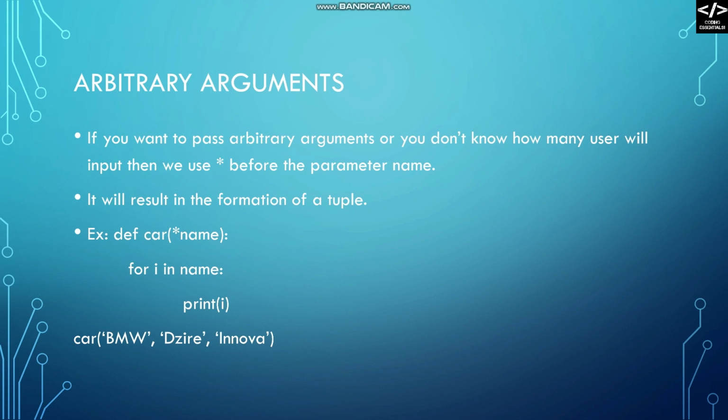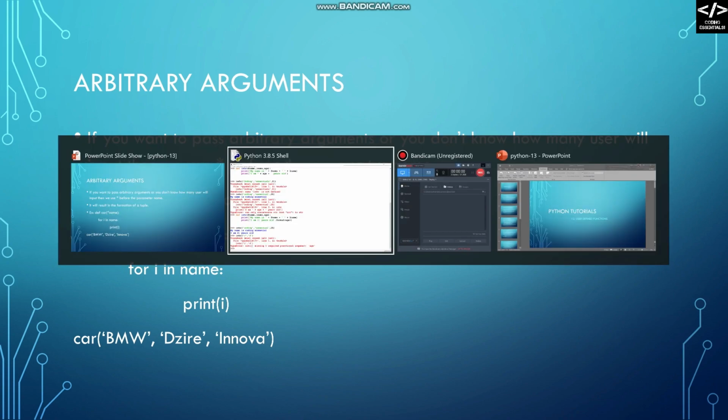Okay, so if you don't want to specify the number of arguments while defining the function, then you can pass arbitrary arguments. So how can you do that? You can do it by using an asterisk sign before the argument name. So it will result in the formation of a tuple. For example, if I want to print the names of cars, then we'll see the code.